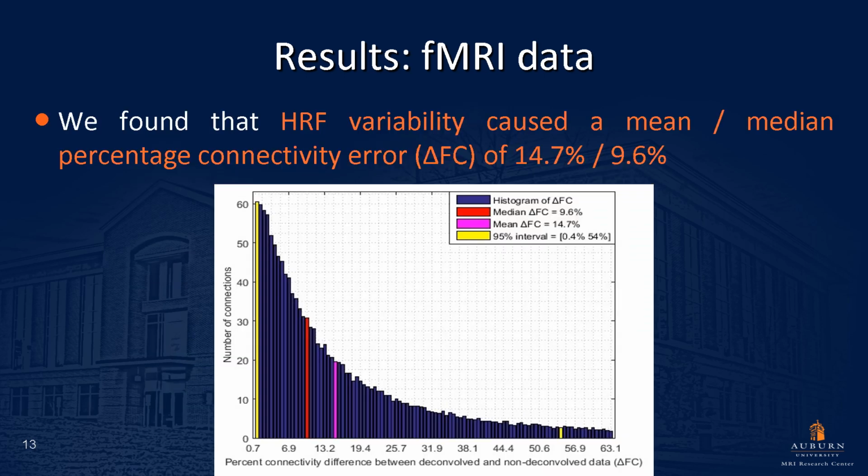Next, we can look at the histogram of this percent connectivity difference between deconvolved and non-deconvolved data. What we see is that HRF variability caused a mean of 14.7% and a median of 9.6% error. What is noteworthy here is there are a large number of connections which have smaller errors, but the number of connections which have large errors is not negligible, and many times these are the ones that we are interpreting. So I think that needs to be kept in mind.